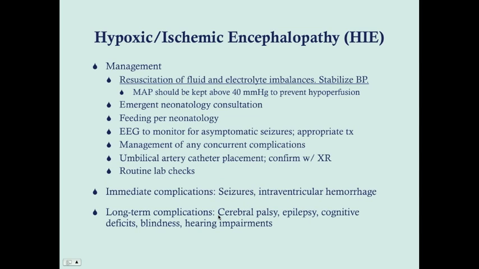As far as management for HIE, it's pretty much supportive. So you'll resuscitate these babies with fluid and electrolytes and stabilize their blood pressure. The mean arterial blood pressure needs to be kept above 40 millimeters of mercury to prevent hypoperfusion and further damage. Of course, you're going to want to have neonatology on board, that's obvious. They'll decide how you're going to feed them.